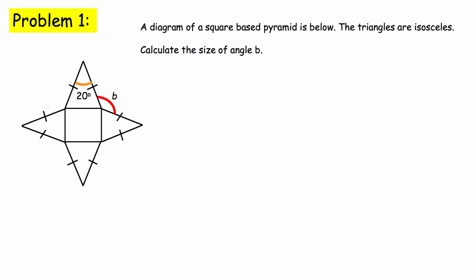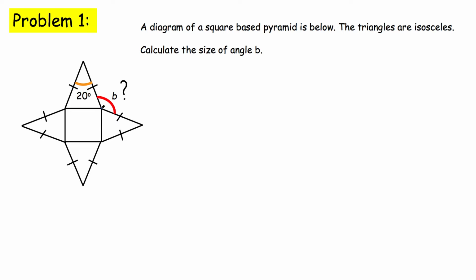All right, here's problem 1. We have a diagram of a square pyramid. The base is square, rather, not the pyramid. The triangles are isosceles, and the acute angle over here is 20 degrees. All right, how do you calculate the size of this angle B right here? There are probably a lot of different ways to do this one. I'll show you the way I did it.